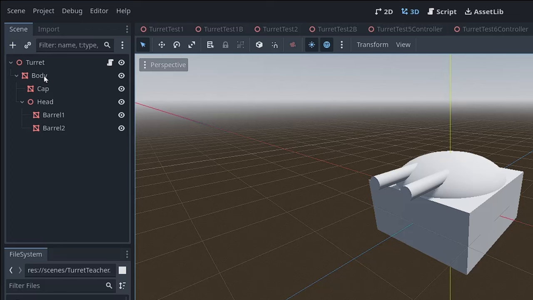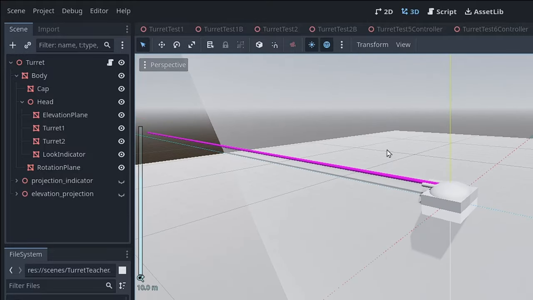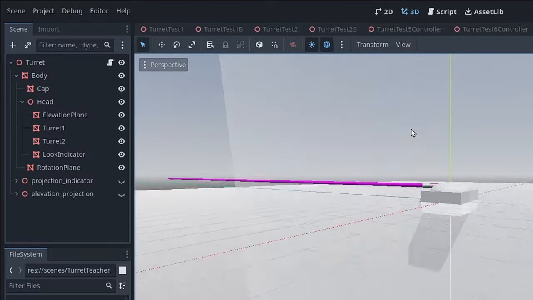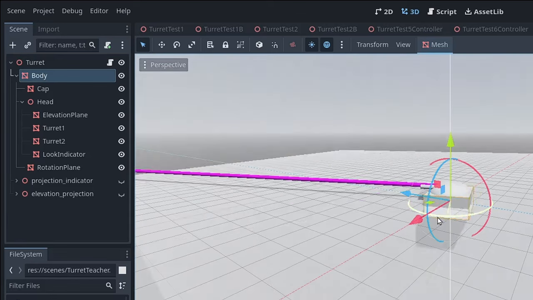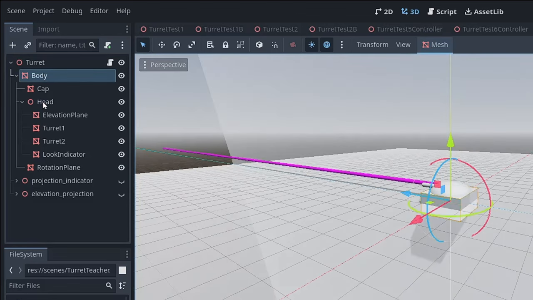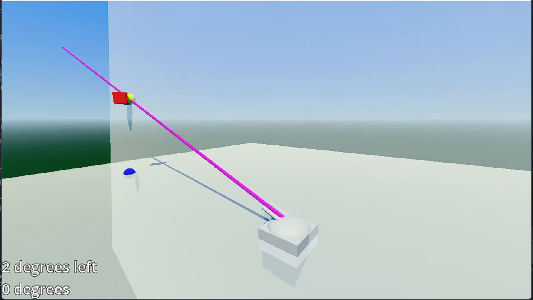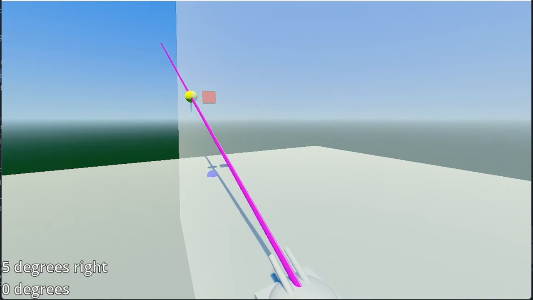If you download my code, link in the description, you will see that there's a scene named Turret and a scene named Turret Teacher. These are more or less the same. Turret Teacher simply has some extra meshes for debugging and some visualizations that are going to help me explain how I set this up. It's got this long pink cylinder mesh to see exactly where the turret is looking. There are two plane meshes and two colored spheres. The planes represent the planes of rotation and elevation, respectively. The spheres are the points on those planes that the target position is projected onto. That's going to help us determine what sort of rotation or elevation is needed.